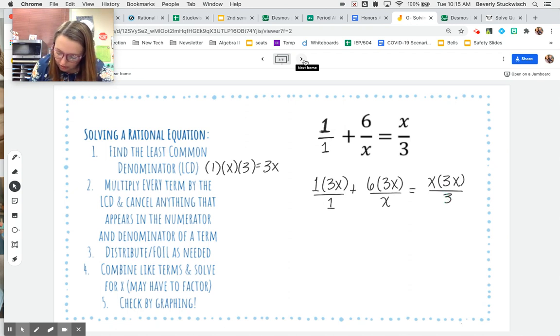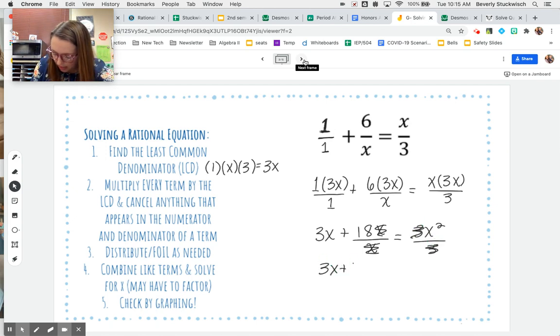Okay, that first one just simplifies to 3x. This next one, I've got 18x over x. Those x's cancel. And I've got 3x squared over 3. Those 3's cancel. So I've got 3x plus 18 equals x squared. My fractions are gone. But to solve for x here, I'm going to have to factor or use the quadratic formula because I have x squared and x. So I can't just get x by itself.